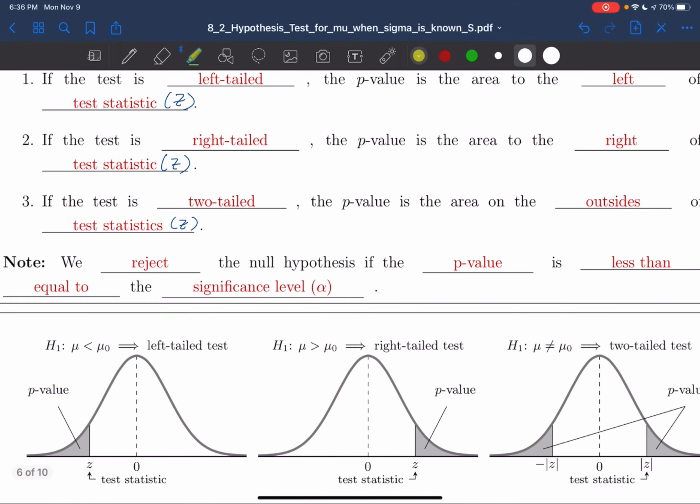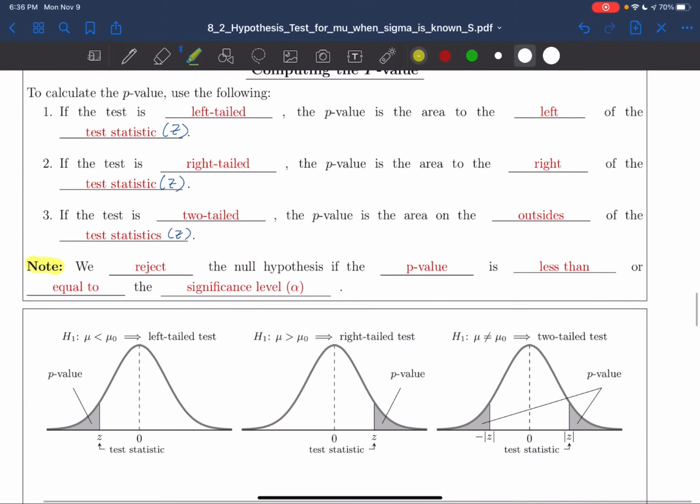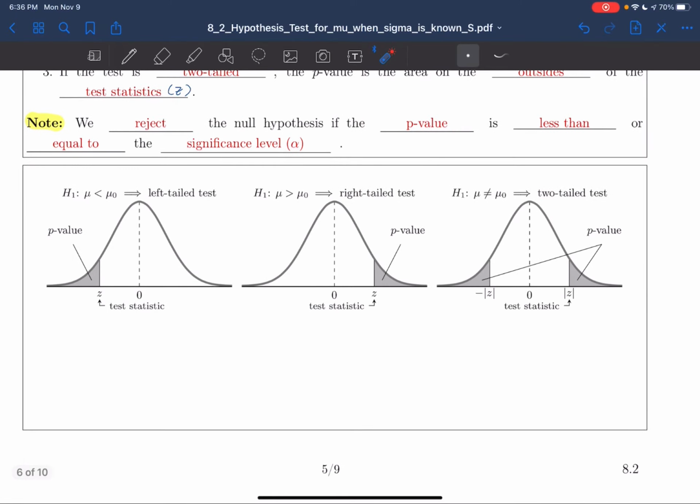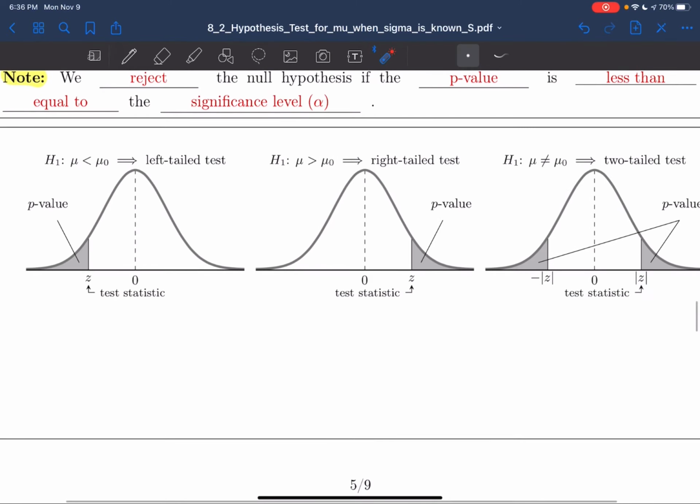One thing you want to note here is that we reject the null hypothesis if the p-value is less than or equal to the significance level alpha. So here's a way to visualize it. Let me just break this up into cases.